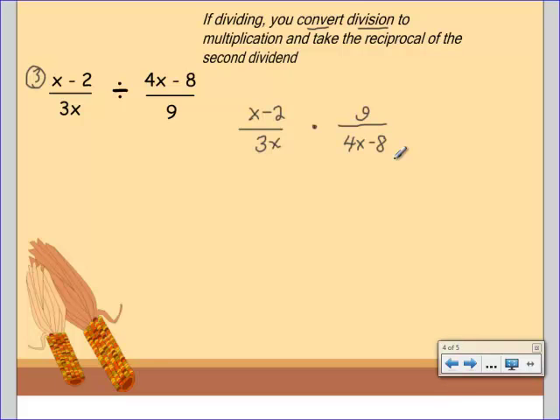Now, nobody's ever told you why that is. We take division, we change it to multiplication. Why didn't we change it to subtraction? Why? Well, I'm going to actually show you that in a few days. So right now we just want to get the hang of taking fractions and reducing them by factoring.